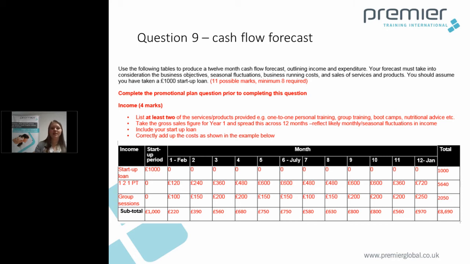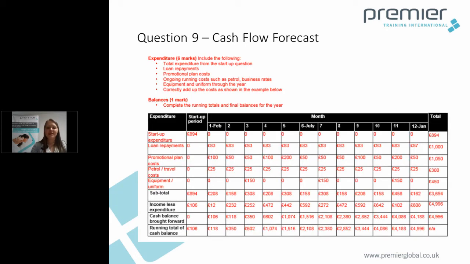When you've done your income, you need to move on to your expenditure. Now for this question, you need to look at this table in two parts. If first of all we take everything from startup expenditure down to subtotal, the final 3 rows, think of those as separate. So we're just going to look at this first expenditure list. Now 6 marks come from this first expenditure list, so it's a fairly large section.